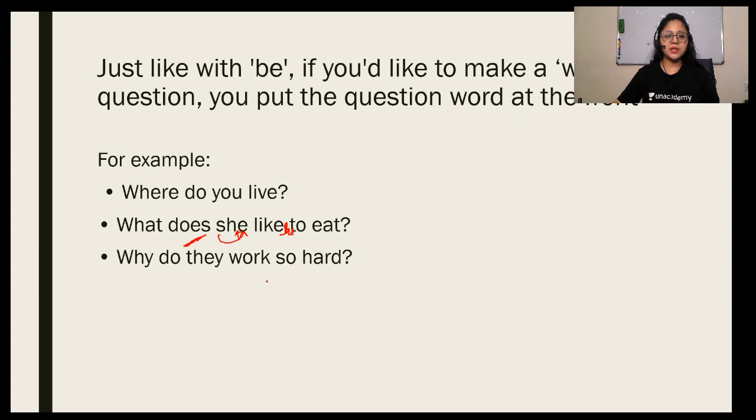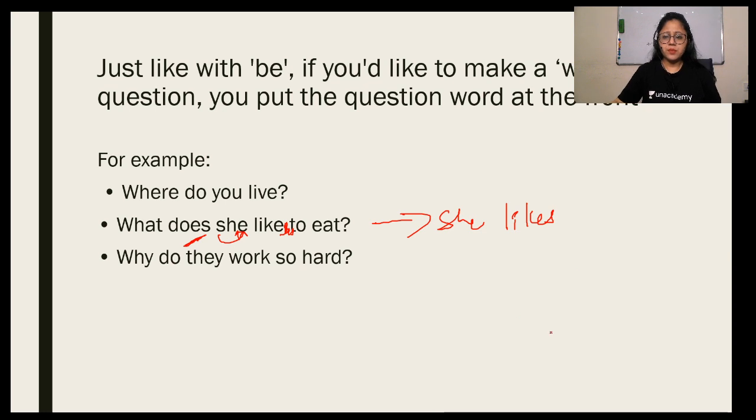Okay, why do they work so hard? Similarly, why they work. So if you had a question in the question form, why do they work so hard, you would say they work so hard to earn a living. What does she like to eat? She likes to eat pasta. So it's very interesting. In the question form, automatically we don't use the s, but when we are answering, we write she likes to eat pasta.